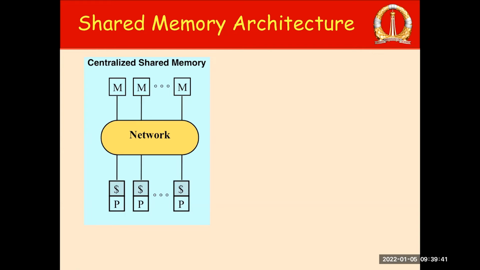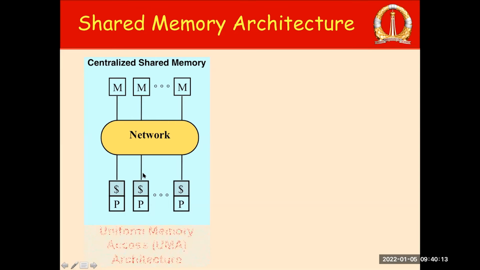Now, the interaction between the processes executing on these processors is by means of the shared memory, and any processor is able to access any location in any of these memory modules, right? That kind of abstraction is provided in the shared memory architecture, and this particular architecture is what is called the centralized shared memory architecture, because the memory is centralized to all the processors.